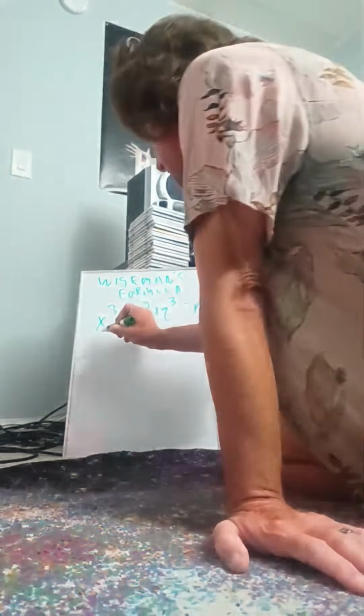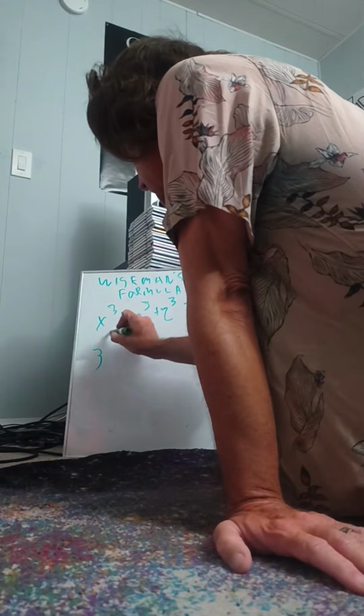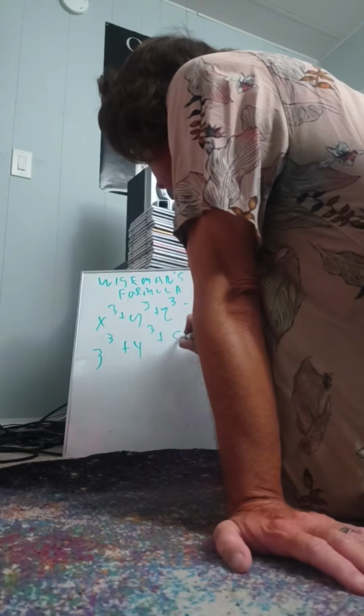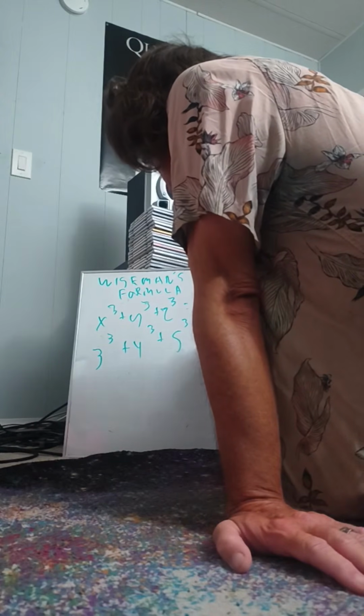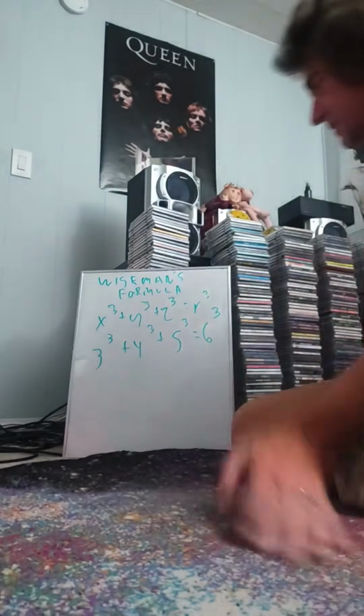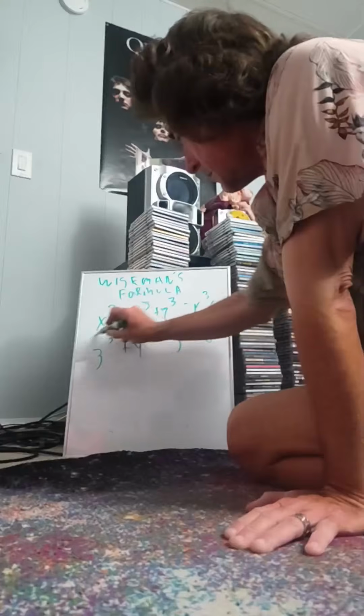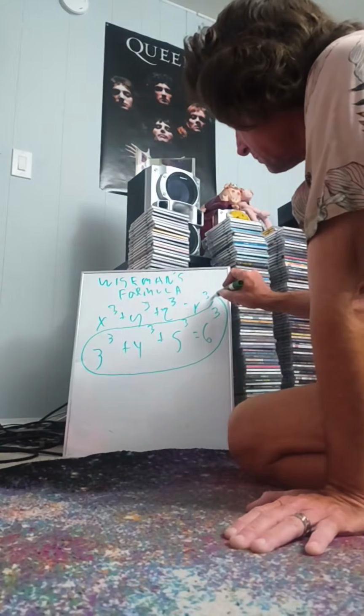How about x equals 3? So you have 3 cubed plus y equals 4, 4 cubed plus z equals 5, 5 cubed equals 6, r equals 6, 6 cubed. Is that true? And the fact is that this is Weismann's formula because it is true.